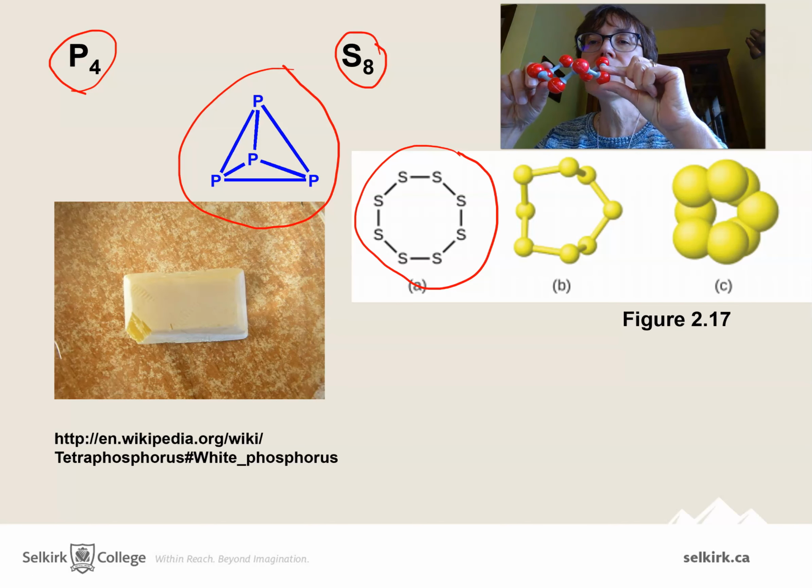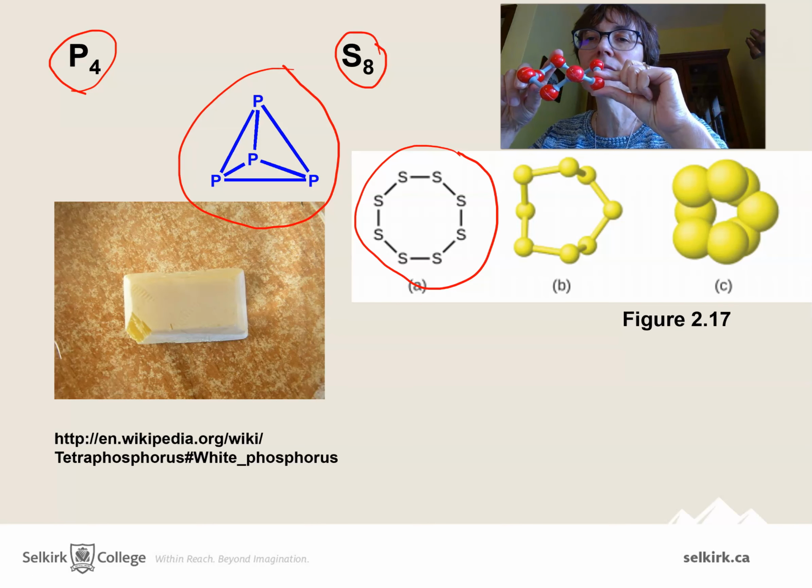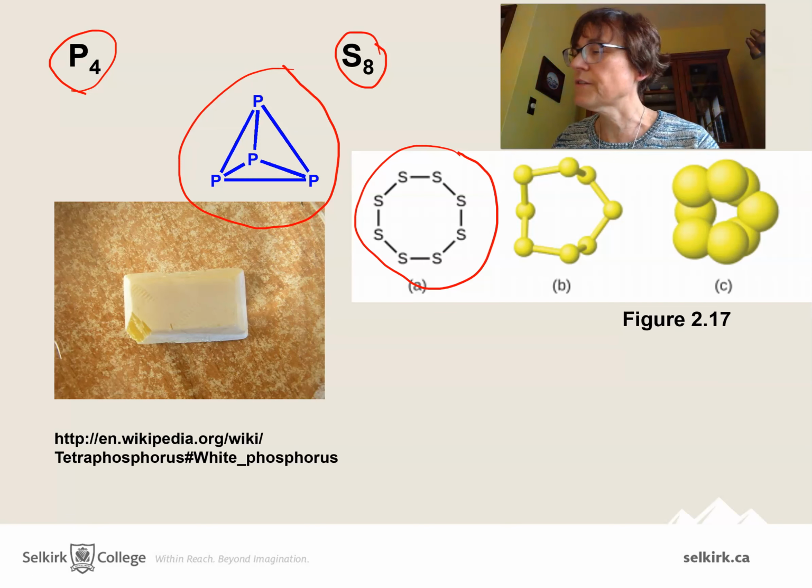Just for fun, again, those of you who've been to Stanley Park and looked over to what is it? I'm not from Vancouver. West Vancouver, North Vancouver. There's piles of yellow on the waterfront over there. Those are piles of elemental sulfur, S8.